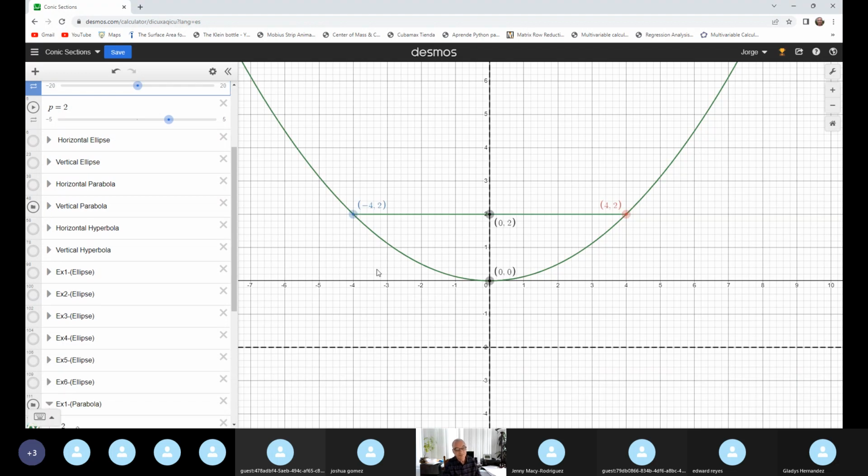Boom. Look at that. This is my vertex. This is my focus. This is my endpoint of the focal diameter. This is the directrix, this line. And this is my axis of symmetry. Any questions, guys? Let me go one minute, one second, two seconds to the restroom.